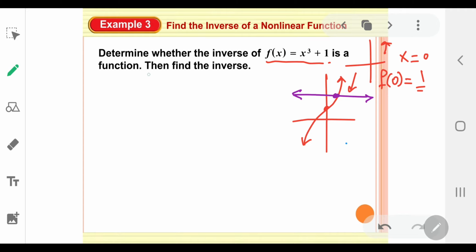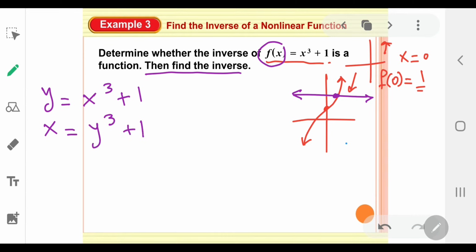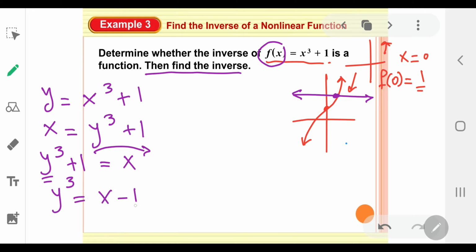Now the second part of the question is to find the inverse. I will start by rewriting the function using y. Now I will interchange x and y. Now solve it for y, and to make it easier for you, you can put the right hand side on the left and the other way around. Now solve it for y, isolate y to the power 3, move the 1 to the right hand side, y to the power 3 is equal to x minus 1.